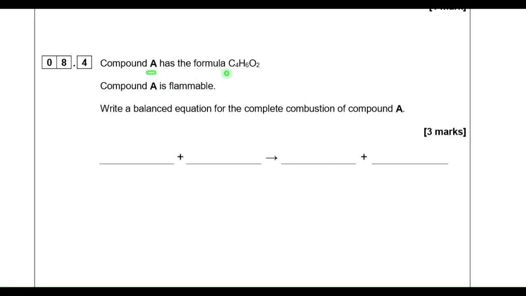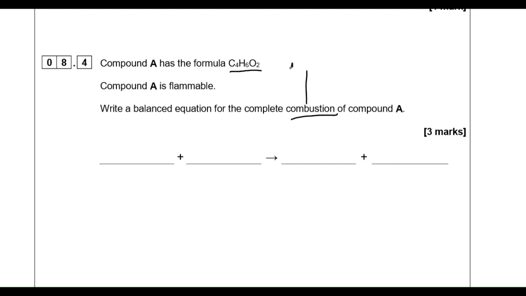8.4. Compound A has the formula C4H6O2. Compound A is flammable. Write a balanced equation for the complete combustion of compound A. And this is for 3 marks. Now, at first, this looks a very tricky question.